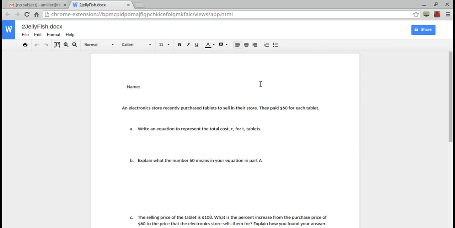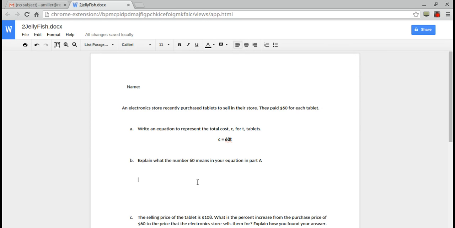Here's what I have for my equation. I have that C equals 60T. So what this means is the cost is equal to the $60 per every tablet. So if I said that my T equaled, let's say they bought 4 tablets, I could put that into my equation and I know my cost would be 60 times 4. So your equation for any cost is C equals 60T.